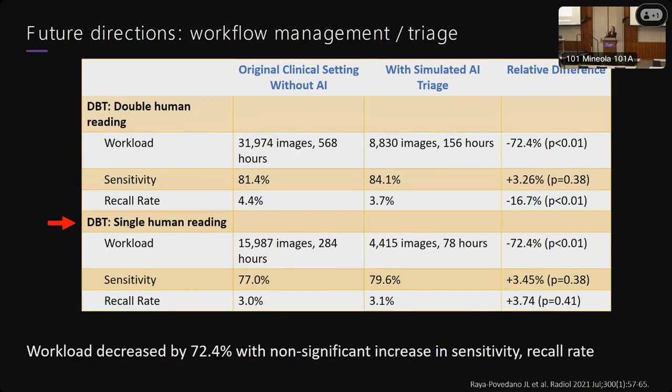The AI was also tasked to recall patients on its own if it found a very suspicious mammogram. And so it actually increased sensitivity. Now this was non-significant, but it certainly did not find fewer cancers. We did not miss any cancers by doing it this way, and the recall rate stayed about the same. So it's a really interesting idea to decrease workload. This is a personal interest for me, but I think it's interesting just to think about how we can use our workforce in the future.